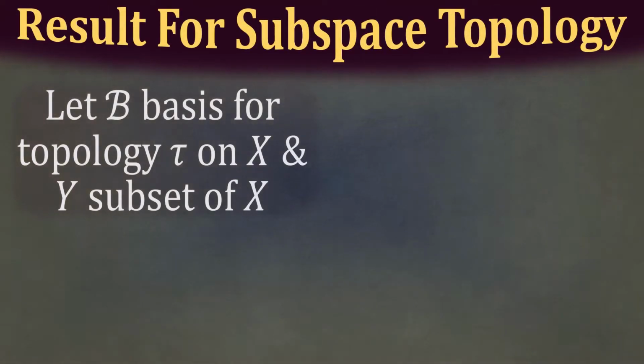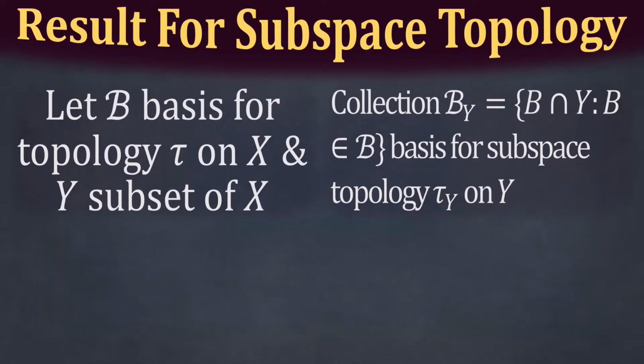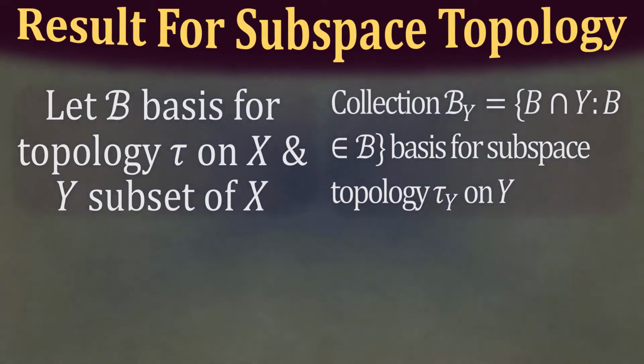Now, let's give a result for a subspace topology. Let B be a basis for the topology T on X, and let Y be a subset of X. Then, the collection BY, which is equal to the set of all B intersect Y, where B is in B, is a basis for the topological space Ty on Y.